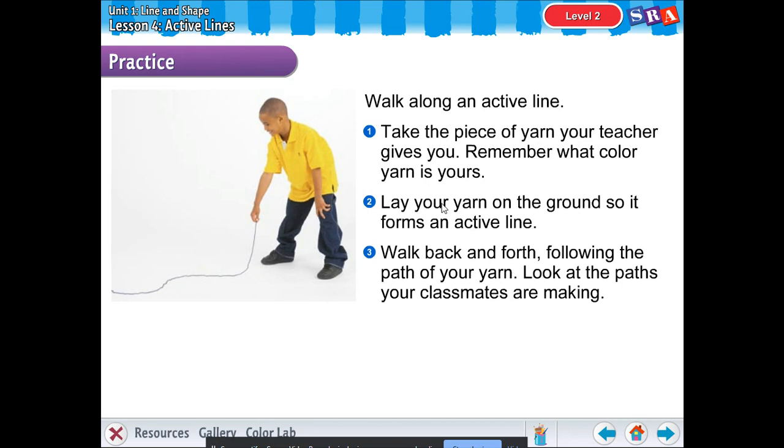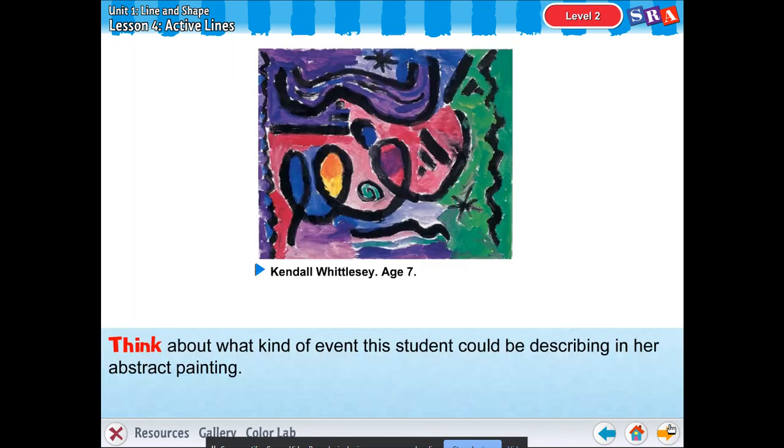So, walk along an active line. If you had a piece of yarn or a belt or something like that, if we were in the classroom, we would probably take the yarn and lay it down on the ground to form active lines and then walk back over the lines and practice walking the path of the line. You don't have to do that.